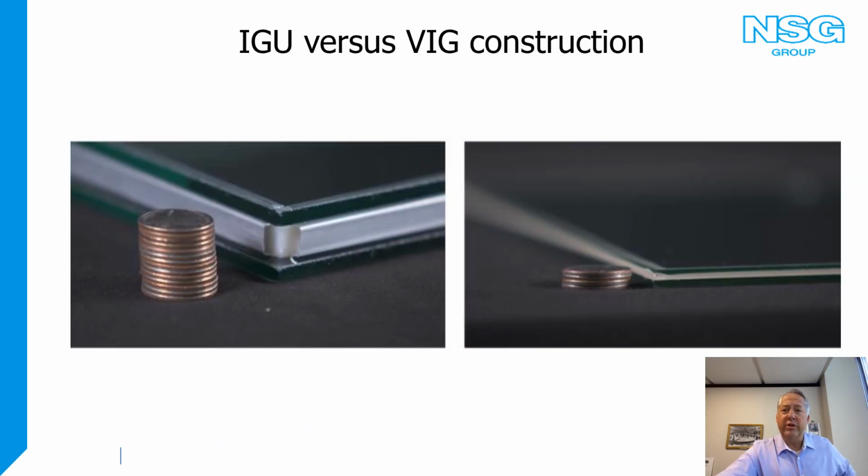So just to give you a visual of what that looks like, on the left you're going to see a typical commercial IGU: two pieces of glass with a 1/2 inch airspace in between. On the right is a VIG, so it's two thin pieces of glass with a really, really thin vacuum cavity in between the two. So a significantly thinner unit once completed.